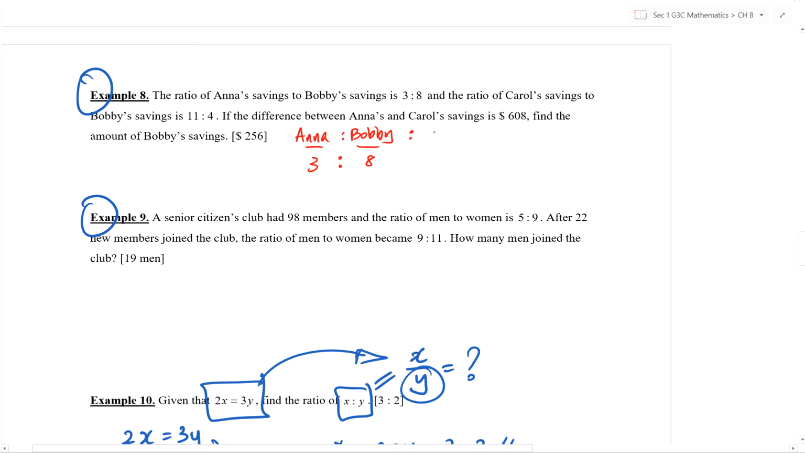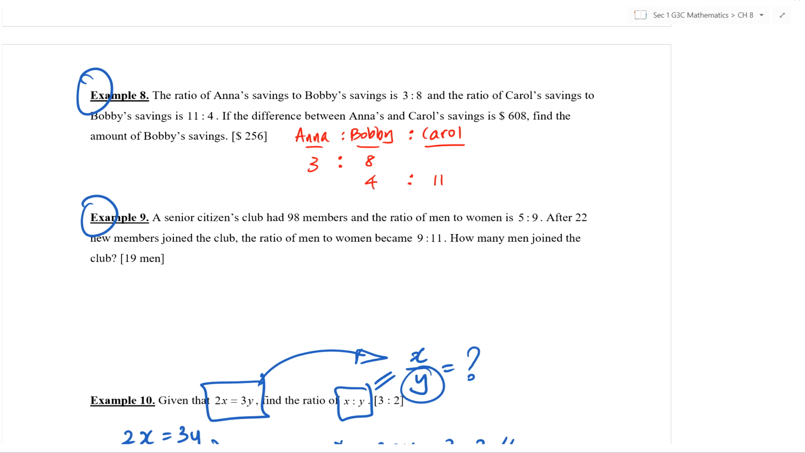Let's put Carol over here. Okay, I'm going to compare all of them together. Now I'm going to go into the next line. They say that Carol to Bobby is 11:4. So Carol is 11, Bobby 4. Understand this presentation so far?